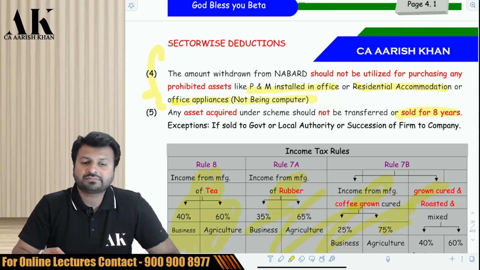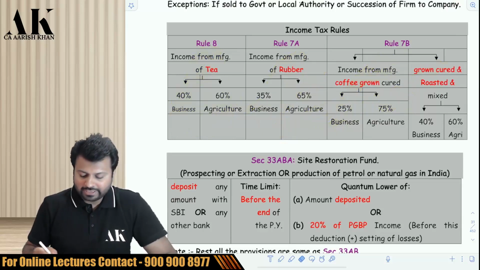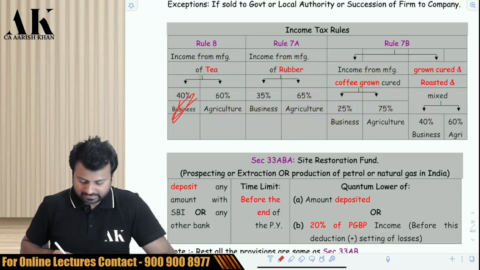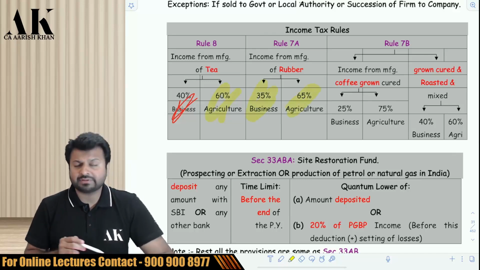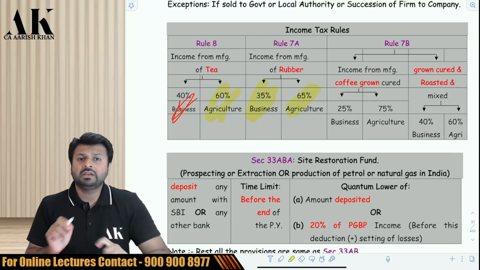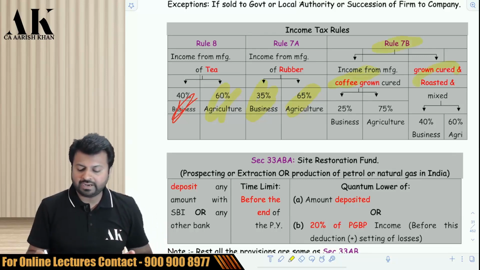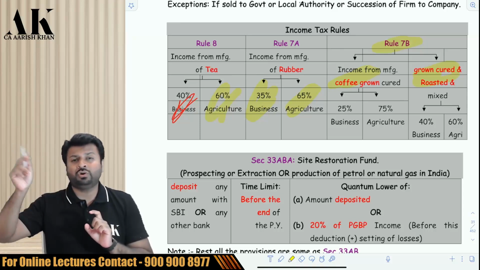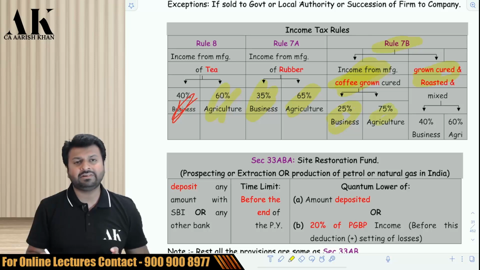Okay. Next. Now let us talk about these rules. These rules are very important for you. If you are engaged in growing and manufacturing tea, 40% business, 60% exempt. If you are engaged in growing and manufacturing rubber, 35% business, 65% agriculture, that is 65% exempt. If you are engaged in growing and manufacturing coffee, then there are two types of coffee. A normal coffee and a very high premium coffee, grown, roasted, cured, etc. So this normal coffee, 25% business, 75% agriculture, and this one, 40% business, 60% agriculture.